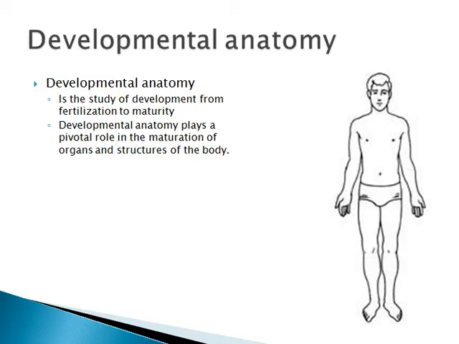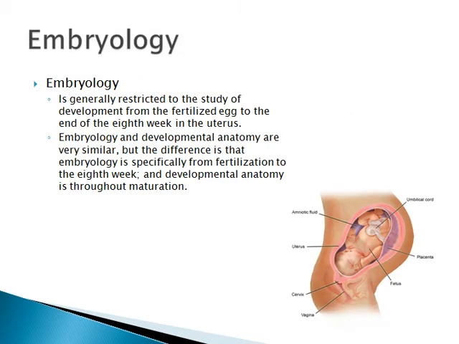Developmental anatomy. Developmental anatomy is the study of development from fertilization to maturity. Developmental anatomy plays a pivotal role in the maturation of organs and the structures of the body. Embryology. Embryology is generally restricted to the study of development from the fertilized egg to the end of the 8th week in the uterus. Embryology and developmental anatomy are very similar, but the difference is that embryology is specifically from fertilization to the 8th week, and developmental anatomy is throughout maturation.